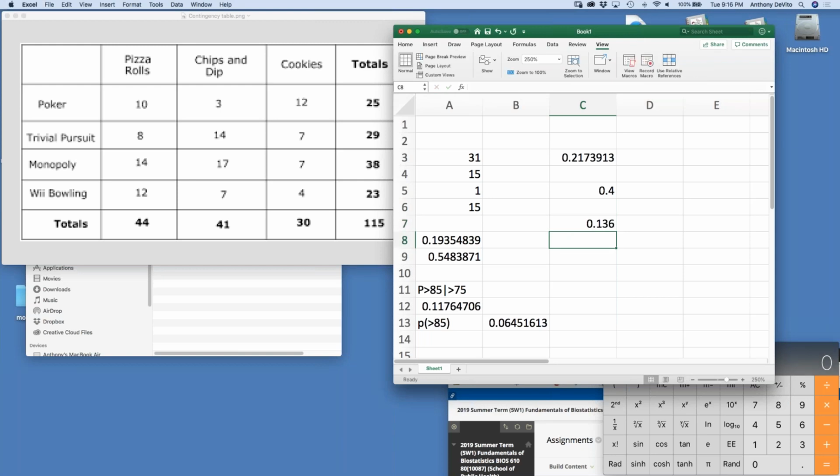On the other hand, if I asked you, given that someone played Monopoly, what's the probability that they ate chips and dip? Well, the given tells us we're only considering the people that played Monopoly, right? That's a precursor to this. And given that they played Monopoly, what's the probability they ate chips and dip? In that case, that conditional probability now is 17 out of 38. Okay, we all pretty comfortable with that? I think by now that should be pretty reasonable.